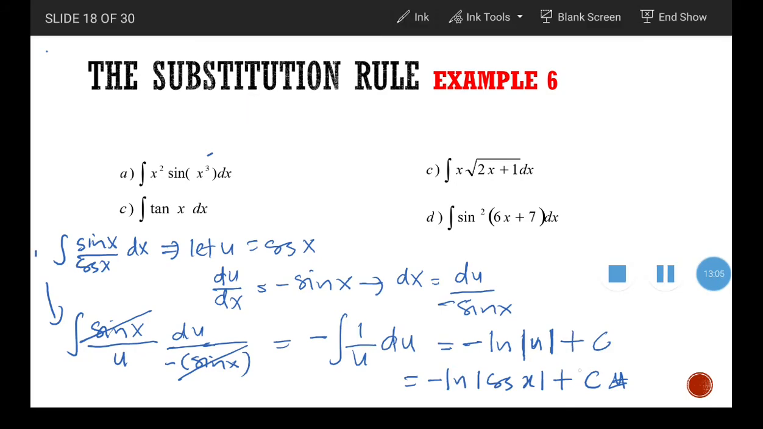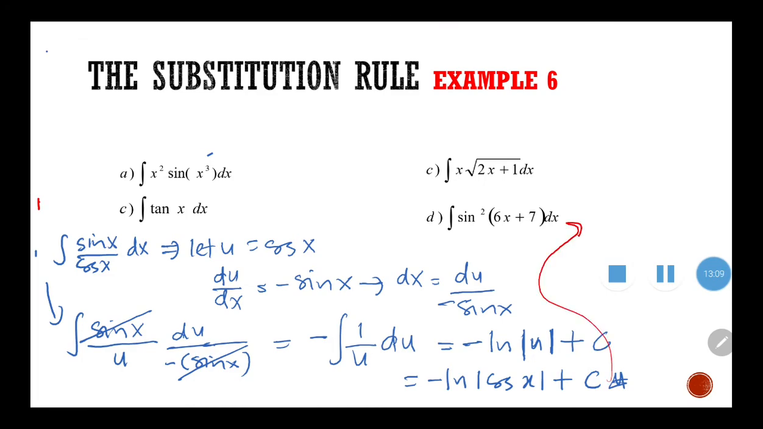Okay, another thing is, ni negative ln cos x. This one is equal to ln cos x power of negative 1 plus c. So maknanya yang ni adalah ln 1 per cos x, 1 per cos x plus c. So 1 over cos is equal to secant x.